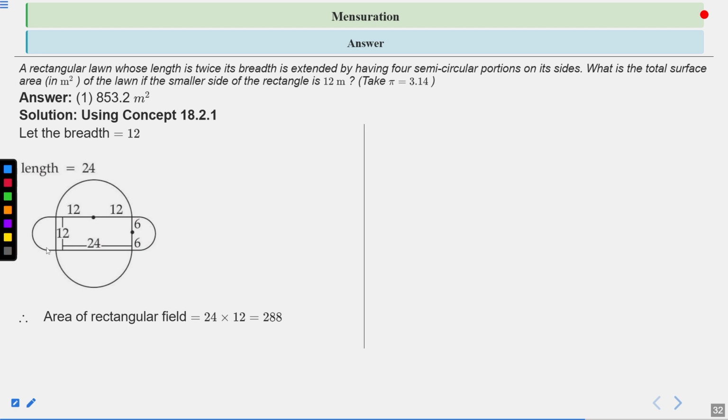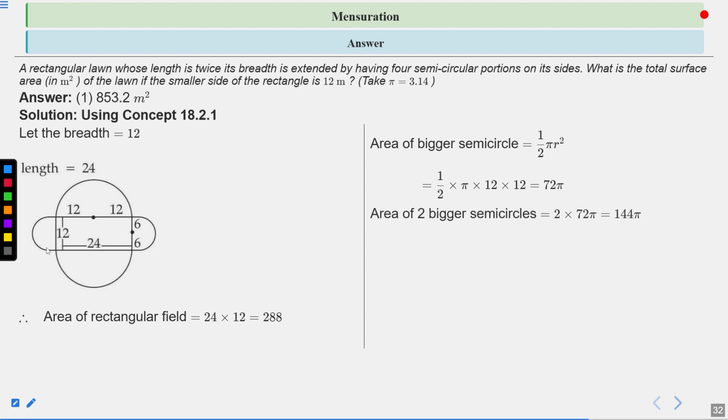So the area of the rectangular field will become 12 into 24, which is 288 square meter. Now the same way, the area of the bigger semicircle will become 1 by 2 pi r square. Now we get 1 by 2 into pi into 12 into 12, which becomes 72 pi. Now the area of the two bigger semicircles will become 2 into 72, which equals 144 pi. This is the total area.